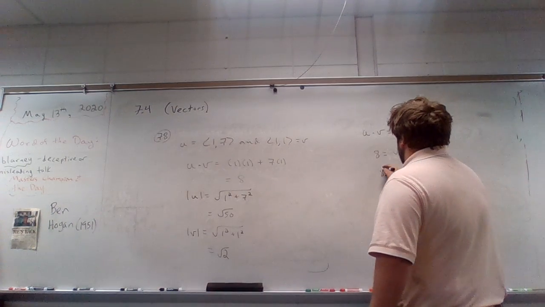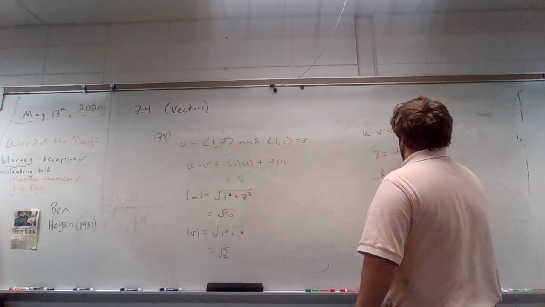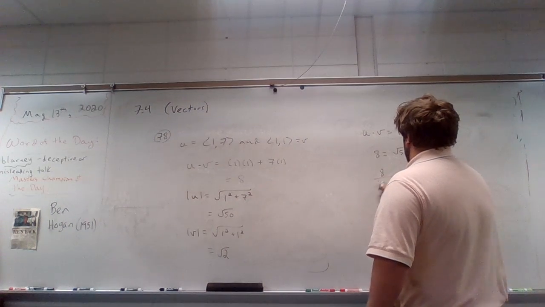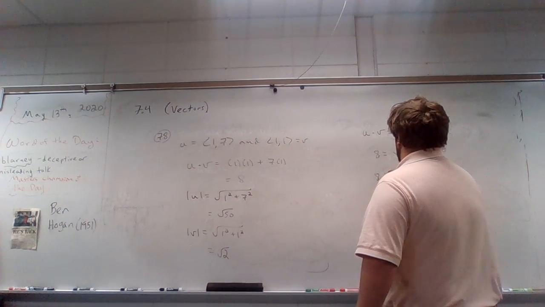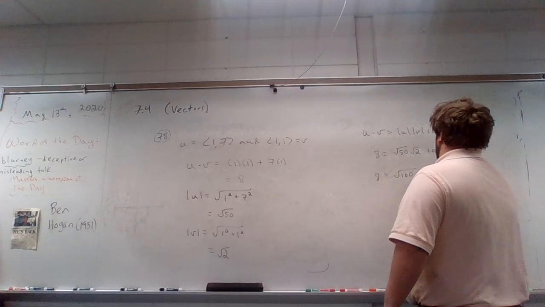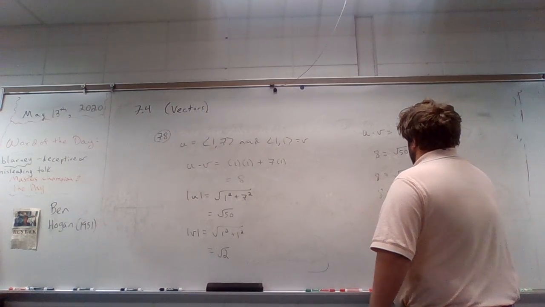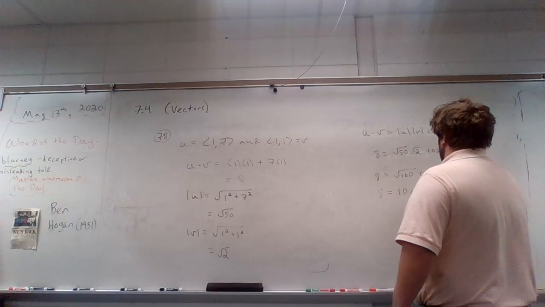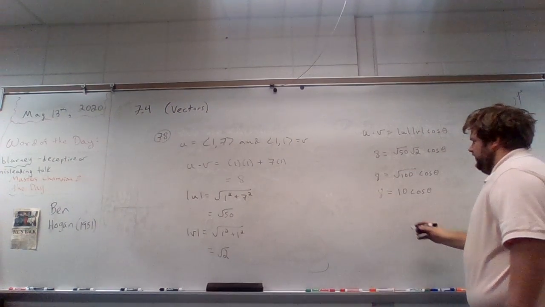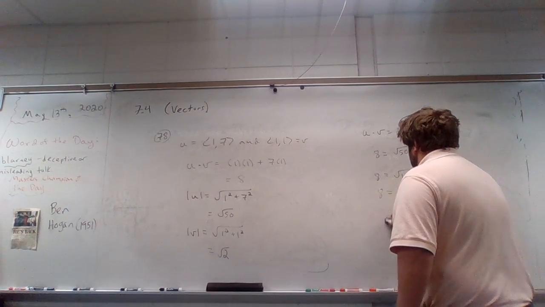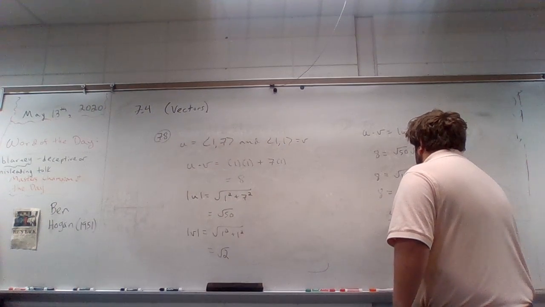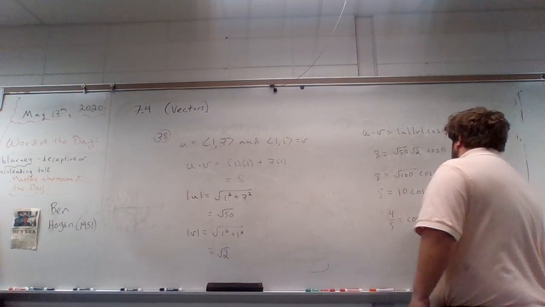So really I just get 8 equals, this is really just the square root of 100. Actually, I can simplify that. The square root of 100 is really just 10. So this is 8 equals 10 times the cosine of theta, and I divide, 8 divided by 10 is 4/5. So I end up with 4/5 equals cosine of theta.